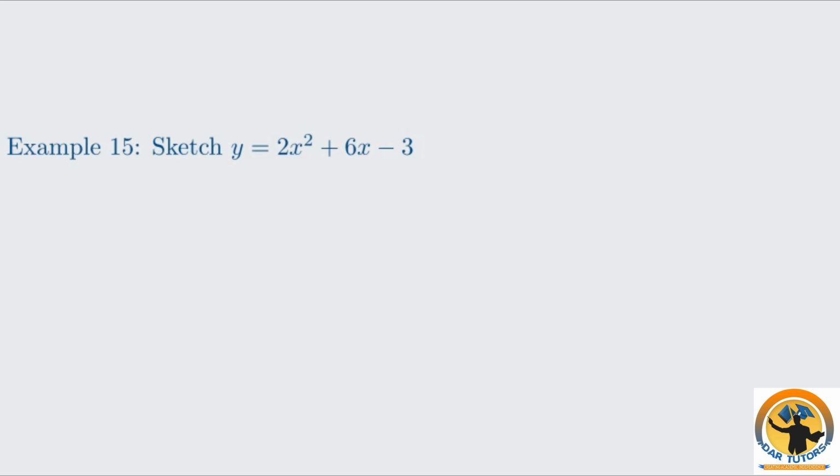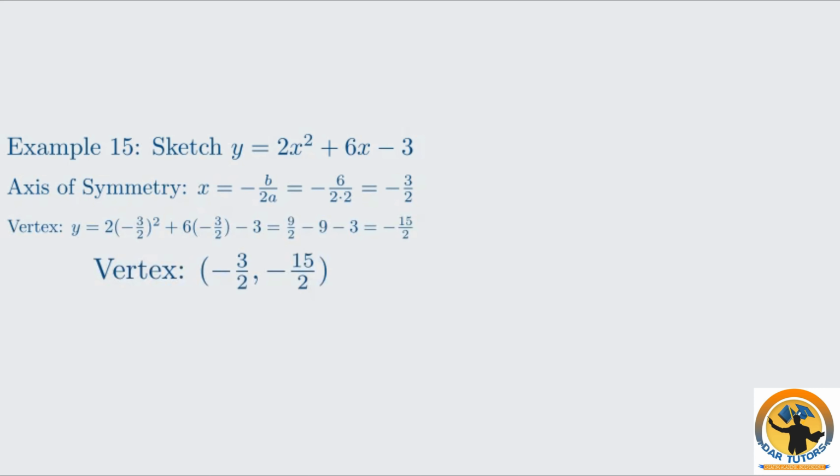First, the axis of symmetry. x = -6 over 2 times 2, which is -3/2. Axis of symmetry: x = -3/2. Next, the vertex. Substitute x = -3/2 into the function. y = 2 times (-3/2) squared plus 6 times (-3/2) minus 3. This simplifies to 9/2 - 9 - 3, which is -15/2. The vertex is at (-3/2, -15/2).